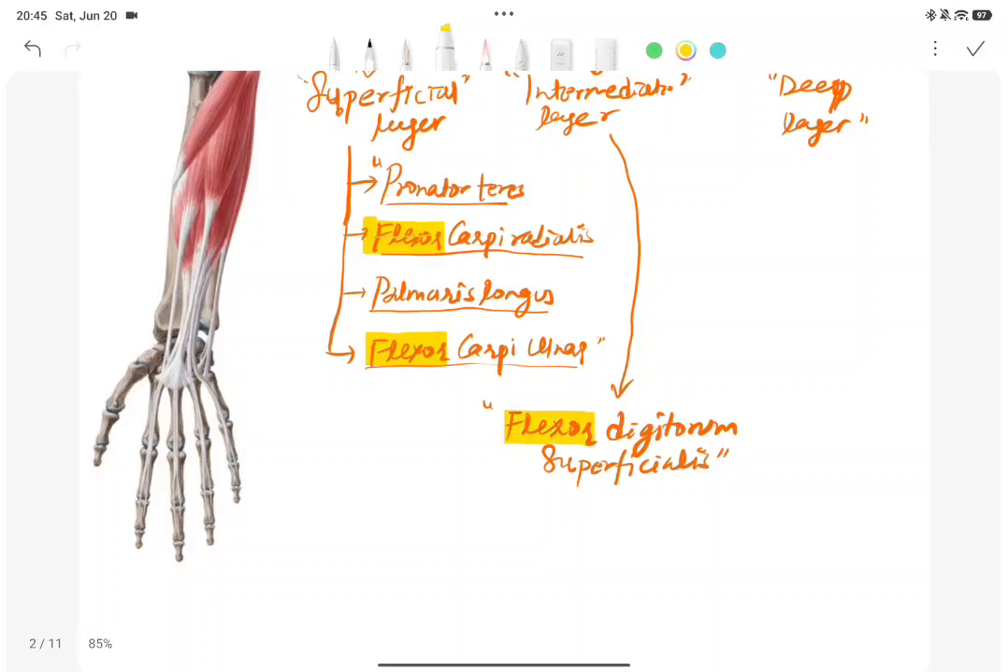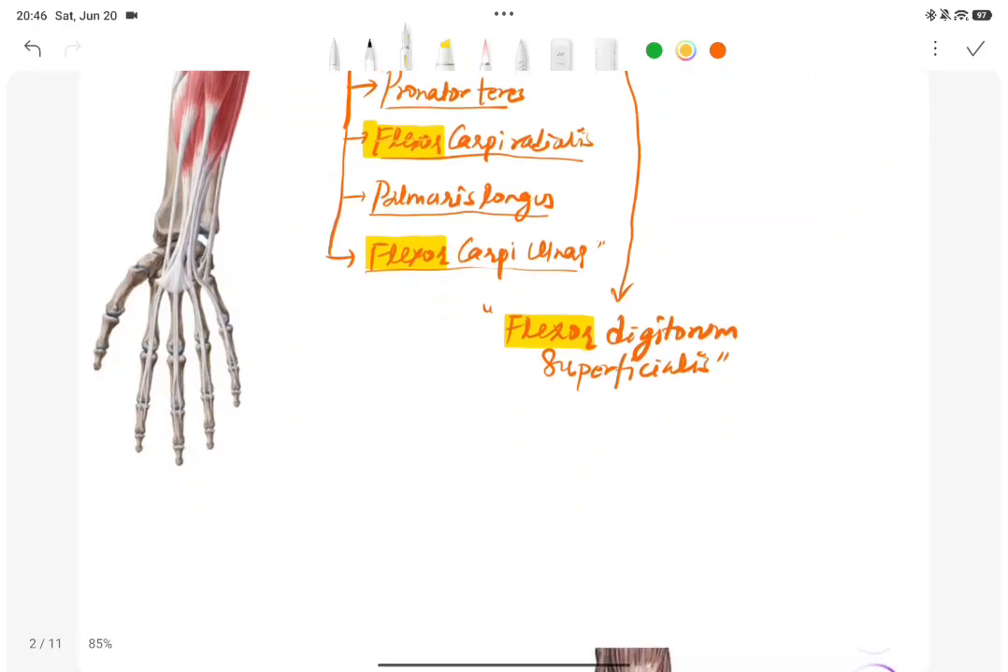So the anterior compartment is also known as the flexor compartment because it causes the flexion of the elbow joint, wrist joint and the phalanges. So everything associated with flexion is present in the anterior compartment of the forearm.